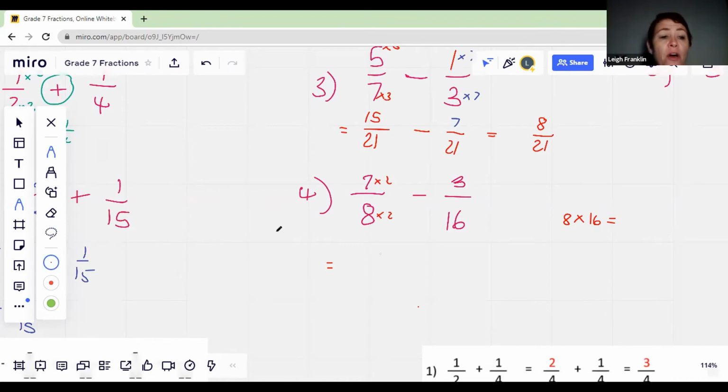So Theo, Yandi, if there was anybody else that did it a longer way, this would have been so much easier for you. And you would have ended up with 14/16. Here, oh, that's not supposed to be there. So this is a minus 3/16.